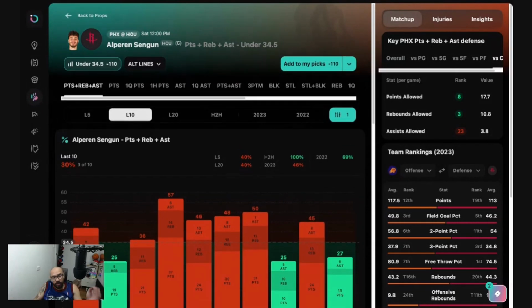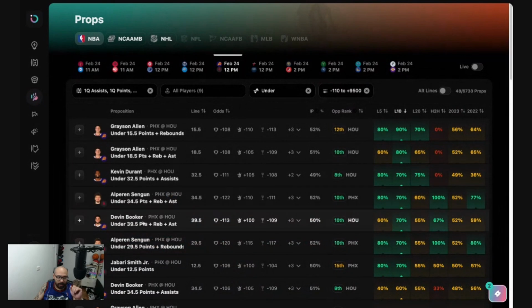And this is why it's so important to use something like Outlier.bet. Take your time, be a little bit thorough with it. Consider everything. Because if you just go off basic information, you're going to get basic results. So sometimes you've got to dive in a little bit deeper. So, Şengün, I'm not mucking around with you.